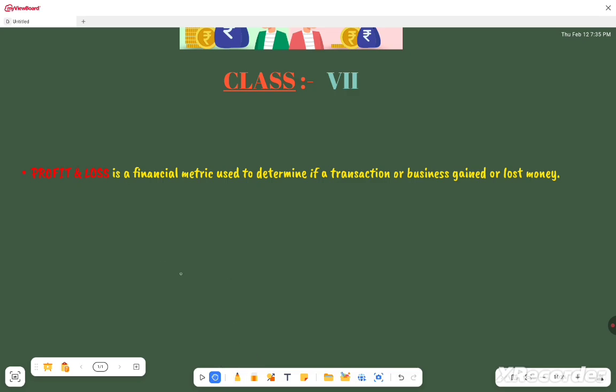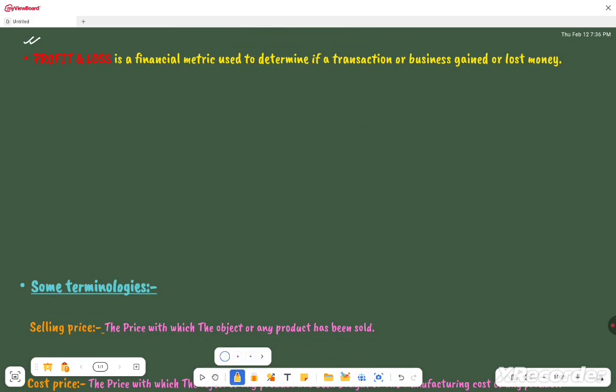Profit and loss is actually, you can see, we have already discussed this in one line. That is, profit and loss is a financial metric used to determine if a transaction or business gained or lost money. That means, this definition is quite complex. Let me make you understand in a simpler way.